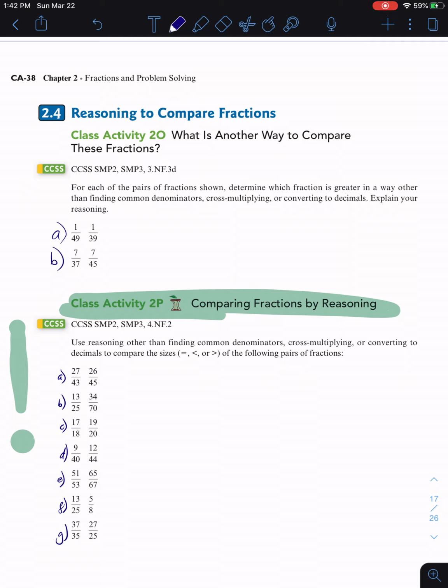not permitted here. So we're going to try to do comparing without using the common denominator or cross multiplying or converting to decimals or to percent. So notice, here, other ways than this. So what's left? Well, what's left is actually trying to make sense of what each one of these fractions means. So let's write this out.